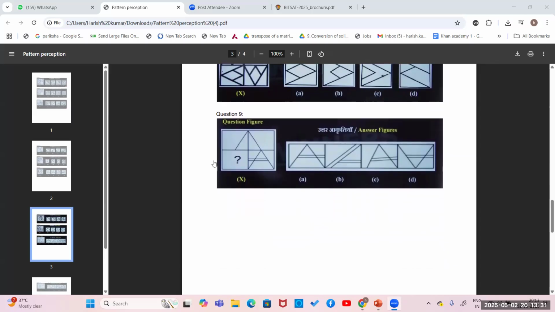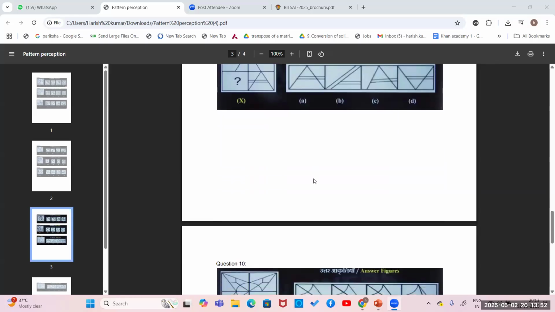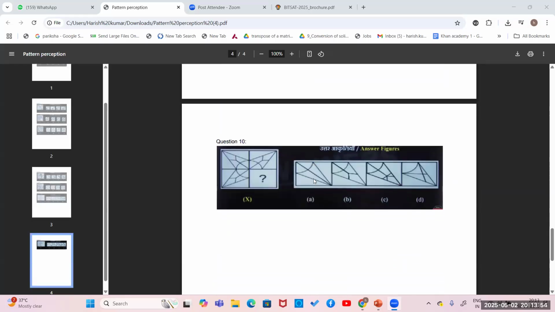What about the ninth one? Option A. Yes, ninth also it is A because these two lines are this side. So this time these two lines should be this side, right? And it should pass, right? So A is the correct answer. Vivan says A, right? All right. What about the 10th one?